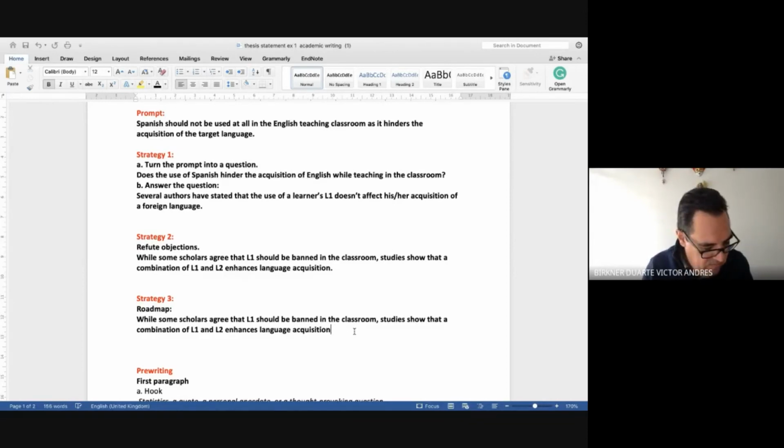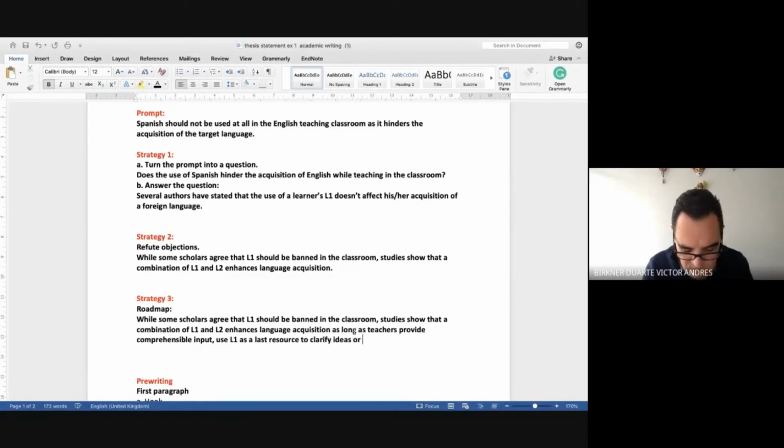Enhances language acquisition as long as teachers, right, sorry, teachers provide comprehensible input, use L1 as a last resort to clarify ideas or to give instructions, and to transfer aspects from L1 to L2. All right.